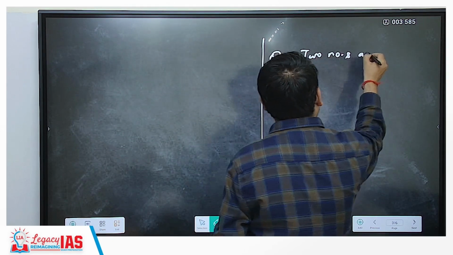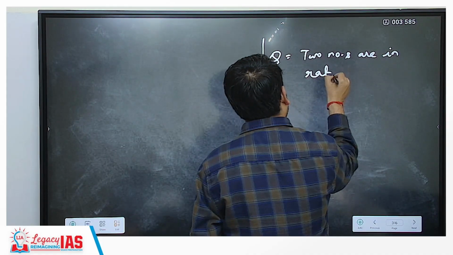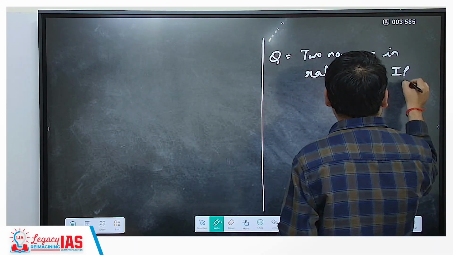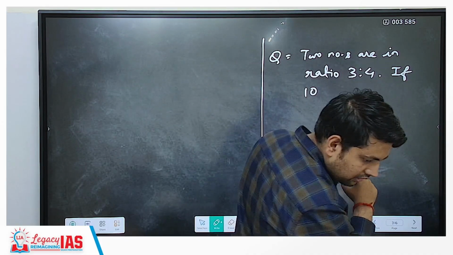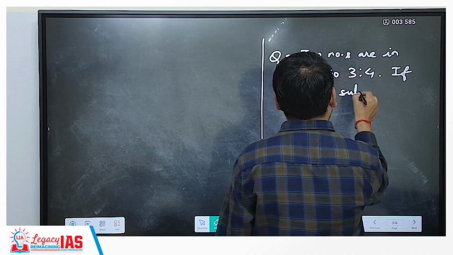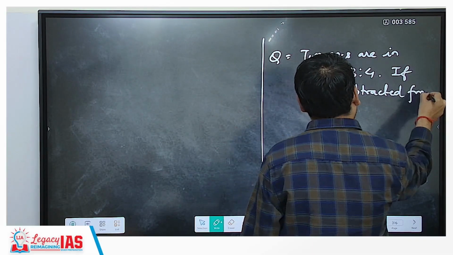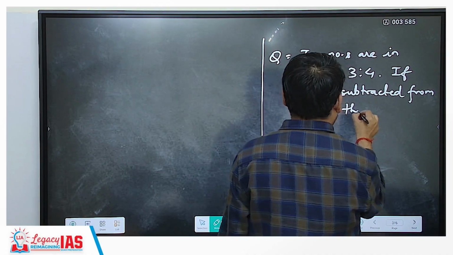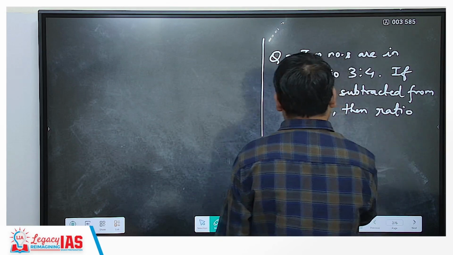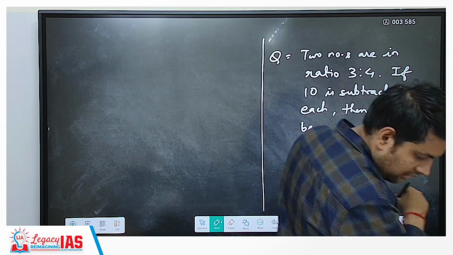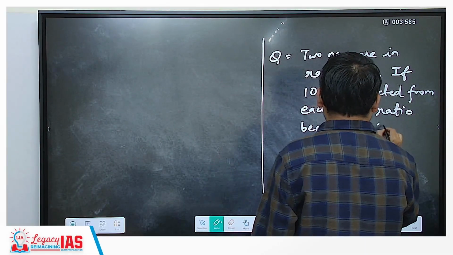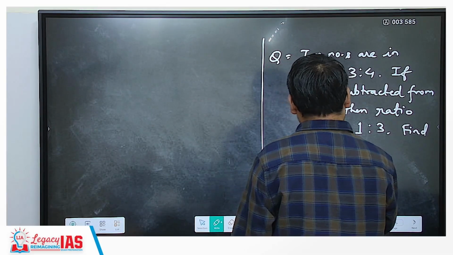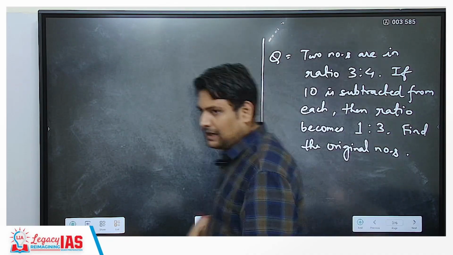Two numbers are in ratio 3:4. If 10 is subtracted from each, then the ratio becomes 1:3. Find the original numbers. Okay, this is the question.